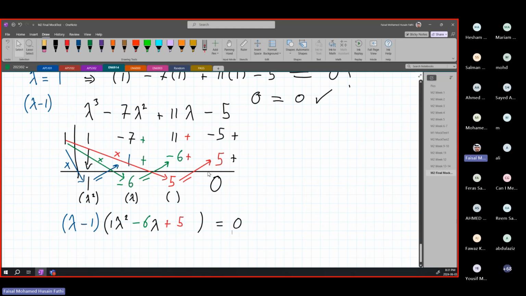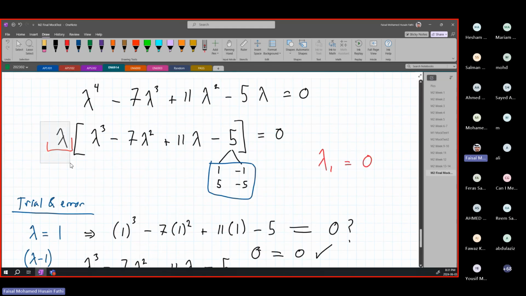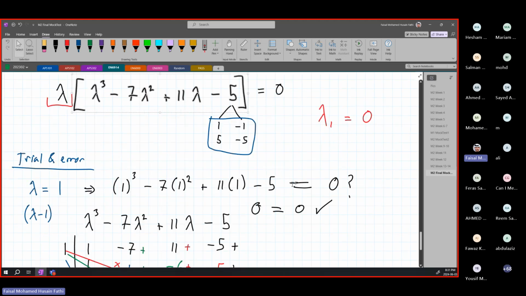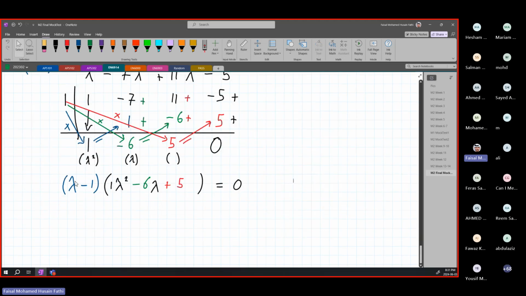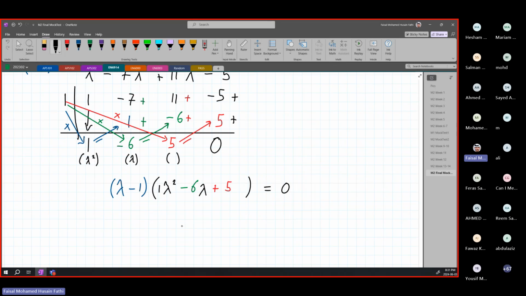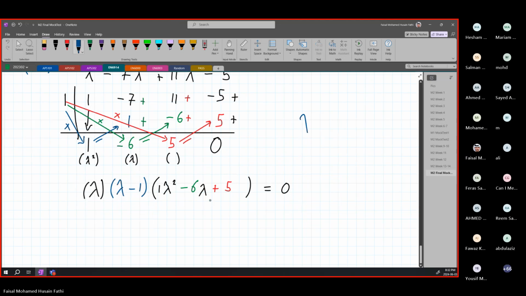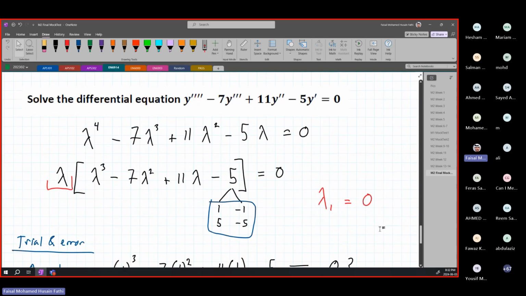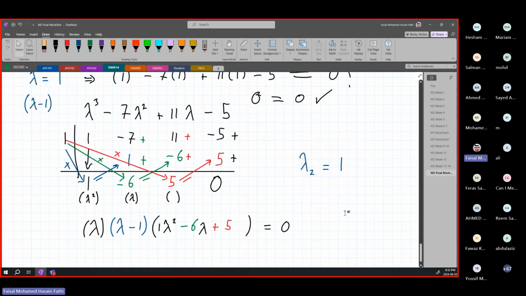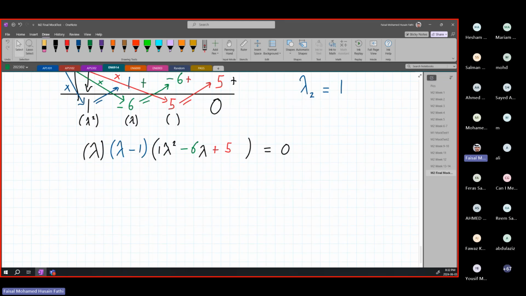And of course, you should not forget the lambda that we had from outside from the very beginning. This was just the analysis of the cubic, but we also have one more lambda outside. All right. So now we have found two factors. We found lambda 2 is equal to 1 as a root. So first we found our lambda 1, which is equal to 0 as a root.